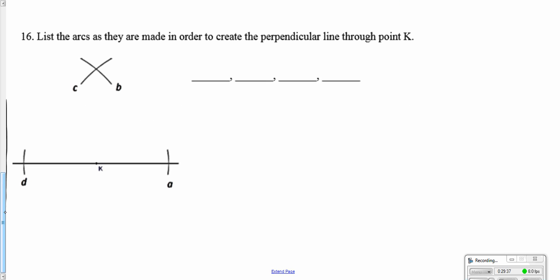16, list the arcs as they are made to create the perpendicular line through point K. So, this is our perpendicular on the line, because K is on the line. So the first thing we always do with our perpendicular on the line is we open it up and make 2 points on our line that are equidistant from K. So it doesn't matter the order I write these down in, but I know A and D were my first two arcs I made. And again, you can have AD or DA. It doesn't matter, as long as it's A and D first.